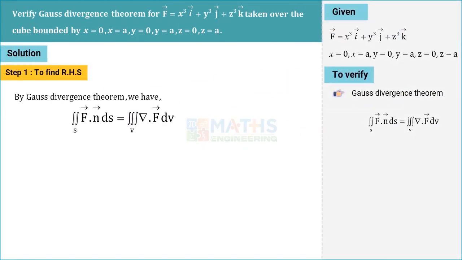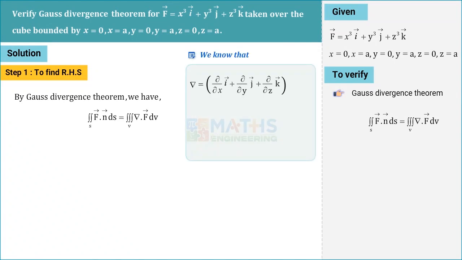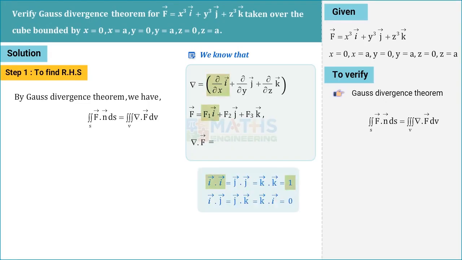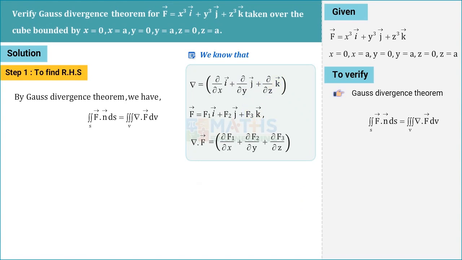Let us recall what is del vector. Del is equal to ∂ i vector by ∂x plus ∂ j vector by ∂y plus ∂ k vector divided by ∂z. Here we take the given F vector as F1 i vector plus F2 j vector plus F3 k vector. Then what is del dot F vector? We multiply the i components together. We get ∂F1 by ∂x, plus we multiply the j components together, ∂F2 by ∂y, plus we multiply the k components together, ∂F3 by ∂z. What is dV? dV is dx dy dz. Let's start from the given F vector value.